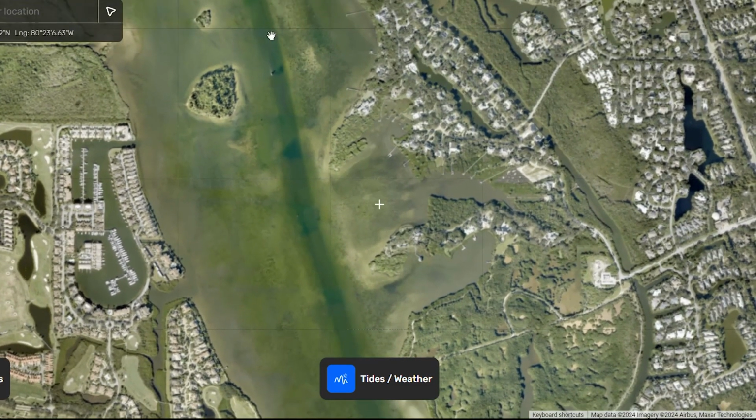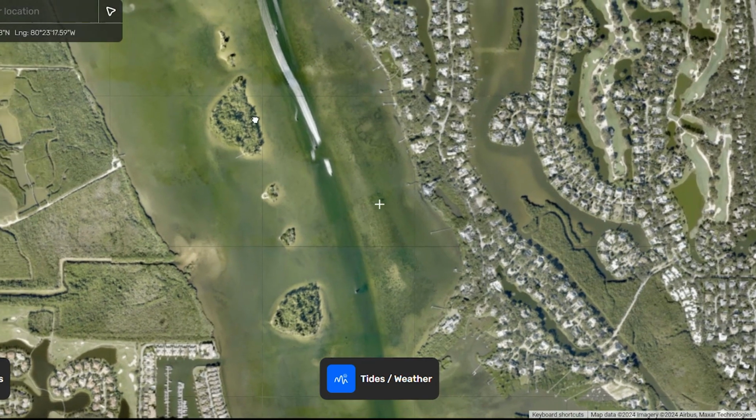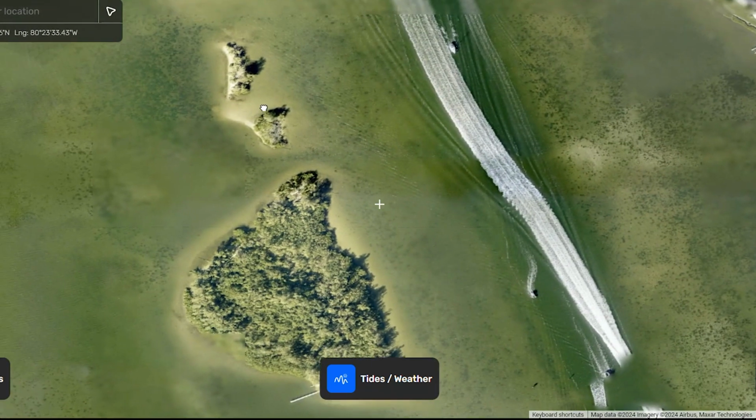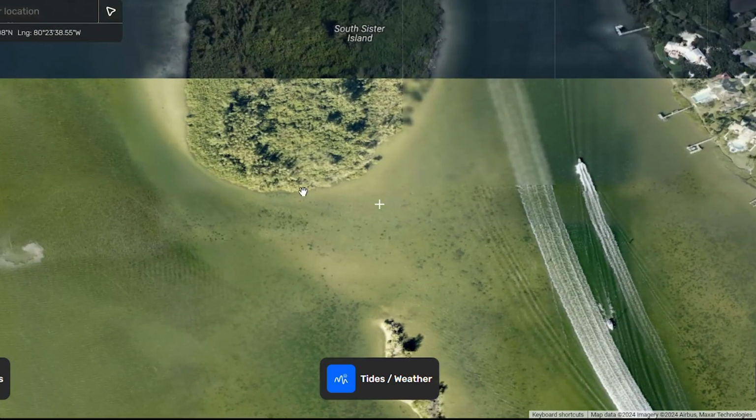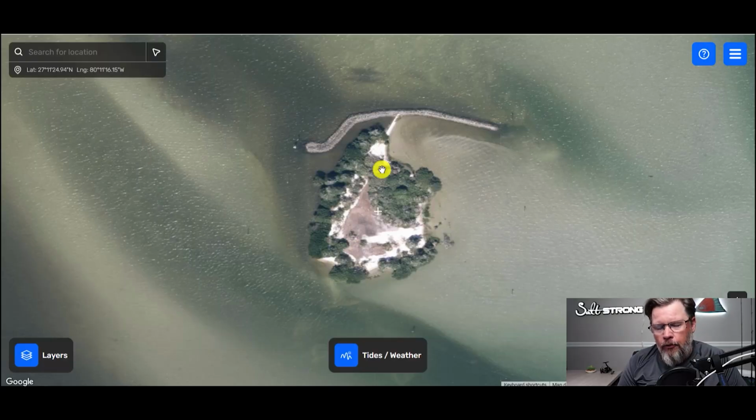Find 4, 5, or 6 areas that are like this, that are nearby that you can hit. If you don't find any fish in your first spot, then you can go to your next spot, and eventually going through and working through these different spots, you'll be able to find some fish.